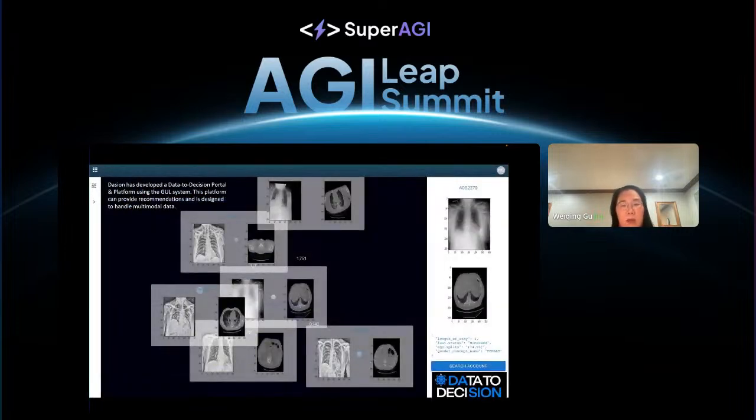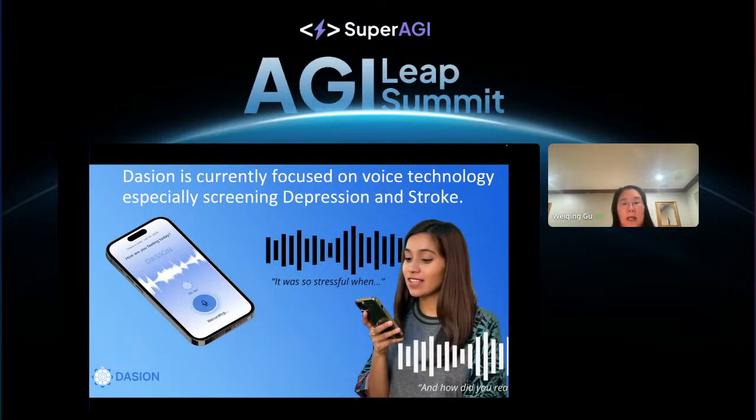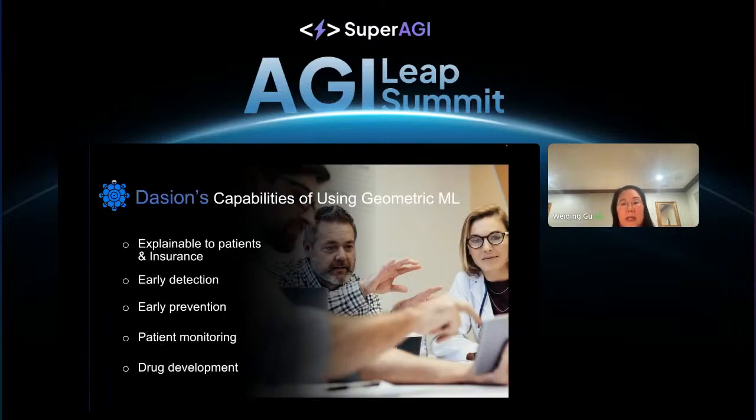So that's what we're doing. And we also can use image data, like combining voice with image to detect a stroke. In this case, with only 10 seconds, we already get very high accuracy. Currently, we use voice to detect various diseases. And our method overcomes the five big problems.